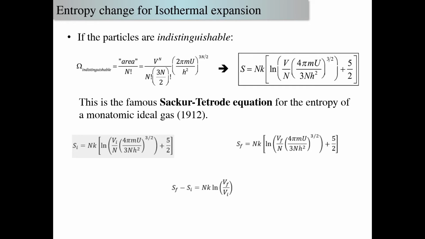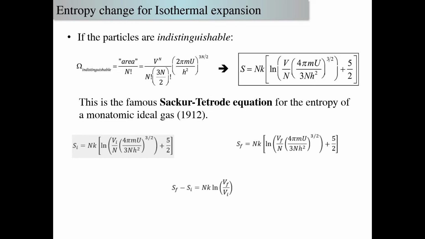The initial entropy we can write as our entropy equation where we've replaced V with V initial. Because the energy doesn't change, U is constant. We're not changing the number of particles, so N is constant. So all of the other variables in our equation are just constant. The same thing is true for the final entropy. Everything is constant except for V final.